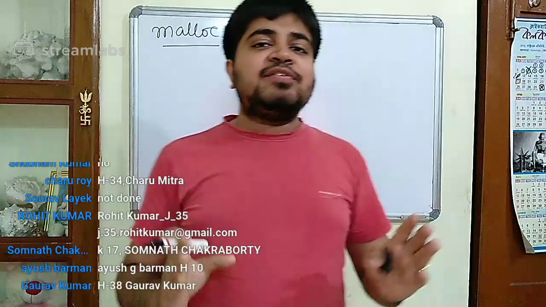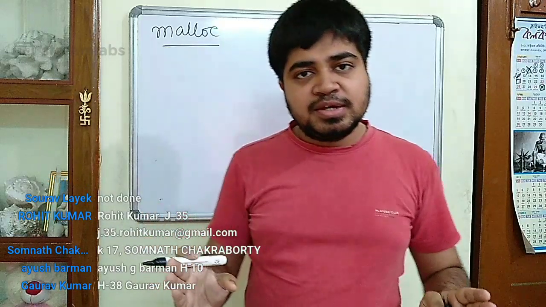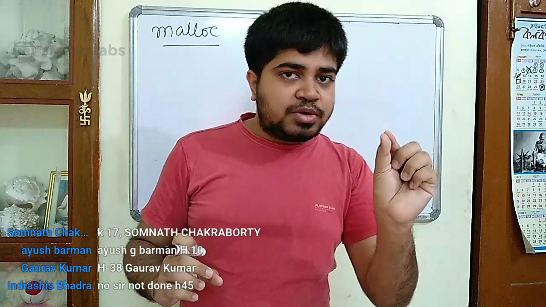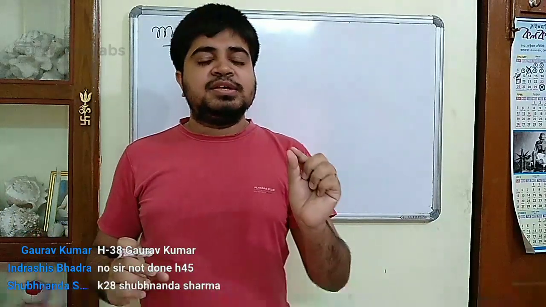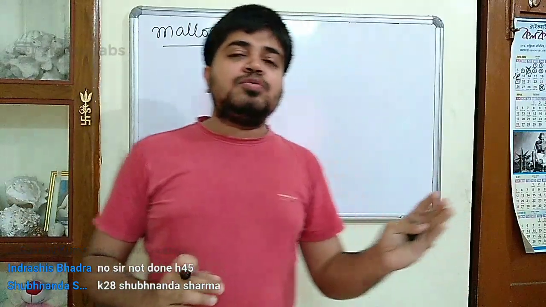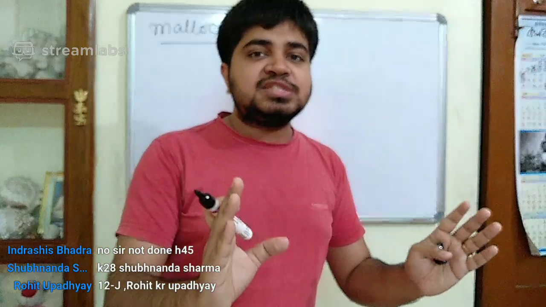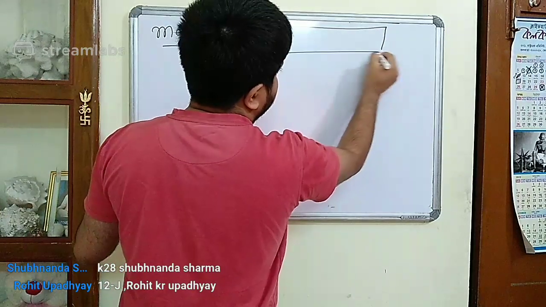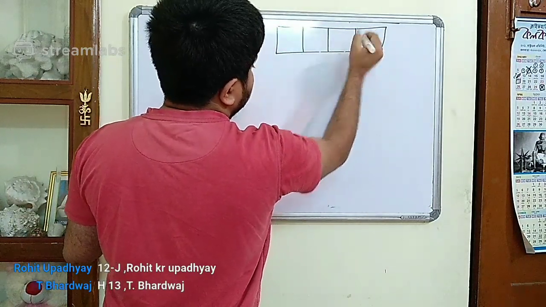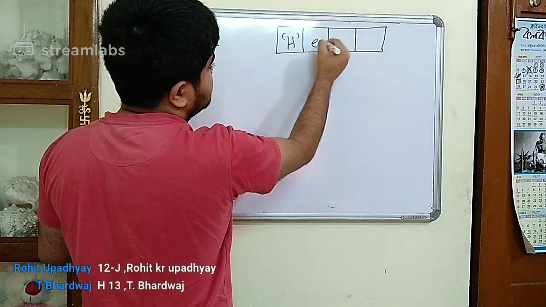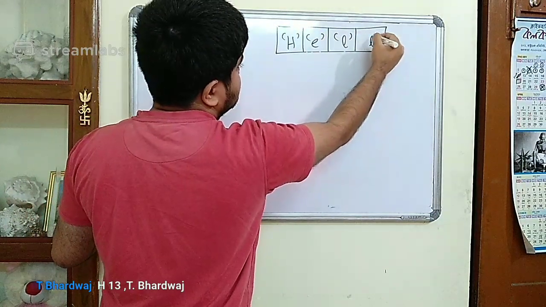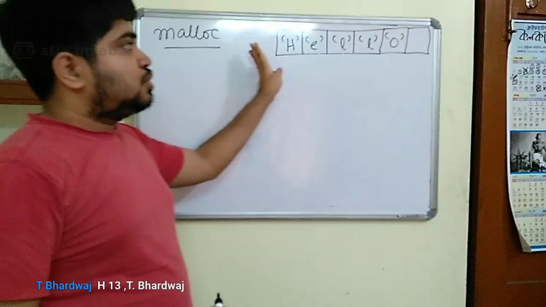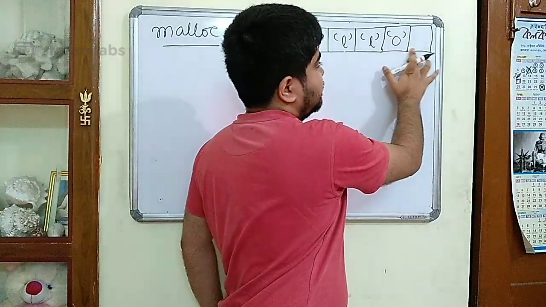A string is an array of characters, right? A string is an array of characters, where every index contains a character, and at the very last it is followed by a backslash zero. What does backslash zero indicate? It indicates the end of string marker. So I want to create something like this. Just look over here. I want to create something like, say suppose this.